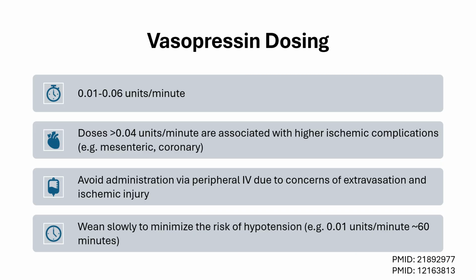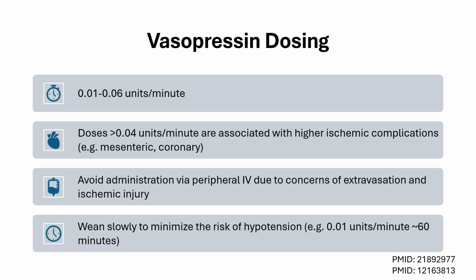The typical infusion dose of vasopressin is from 0.01 to 0.06 units per minute. Doses which are higher than 0.04 units per minute are associated with higher rates of ischemic complications such as mesenteric ischemia and coronary ischemia. Avoid giving this medication through a peripheral IV due to concerns of extravasation and tissue injury. Remember that there is no direct antidote against vasopressin extravasation. It is recommended to wean this medication slowly to avoid rebound hypotension.